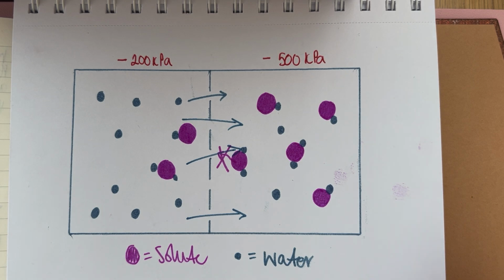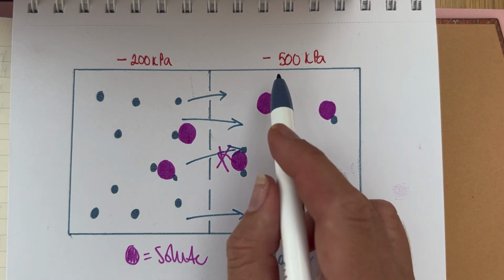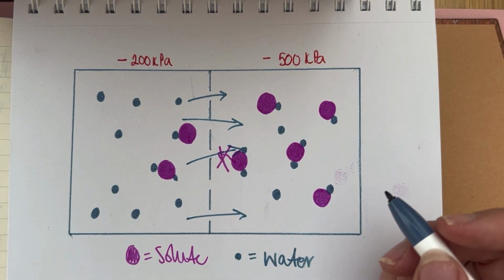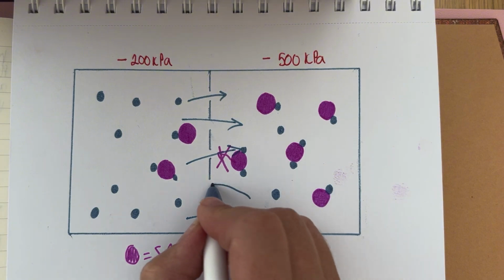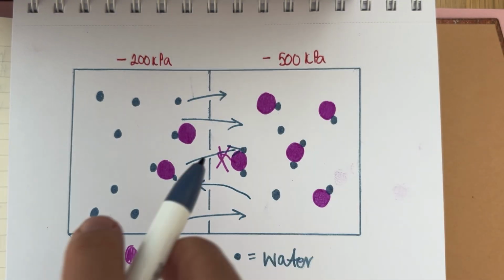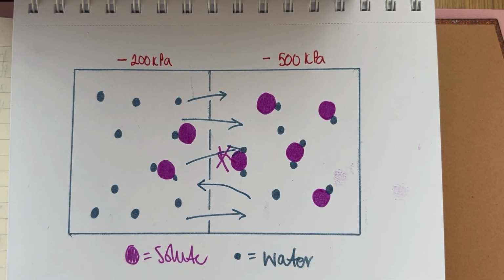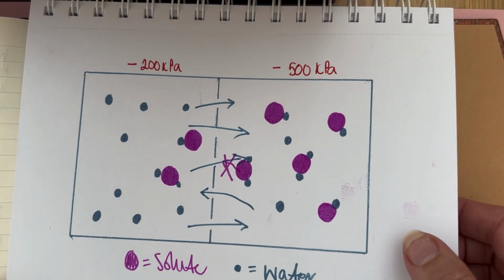It doesn't mean no molecules will move the other way, because that's what net means. Net means overall. So this one's free, so it might go that way. But overall, more have gone to the more negative water potential. So that's how that's all working.